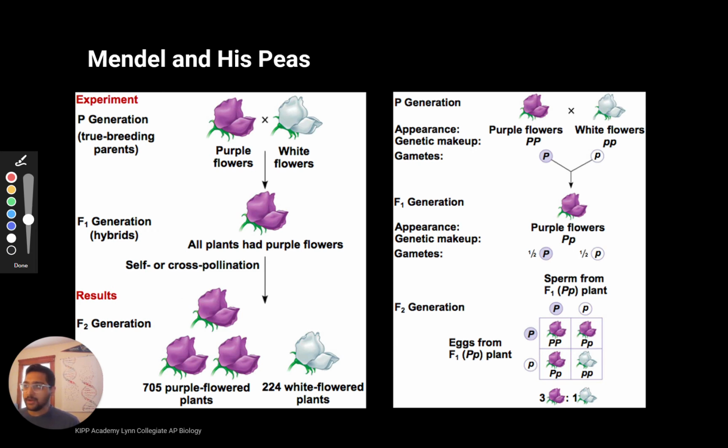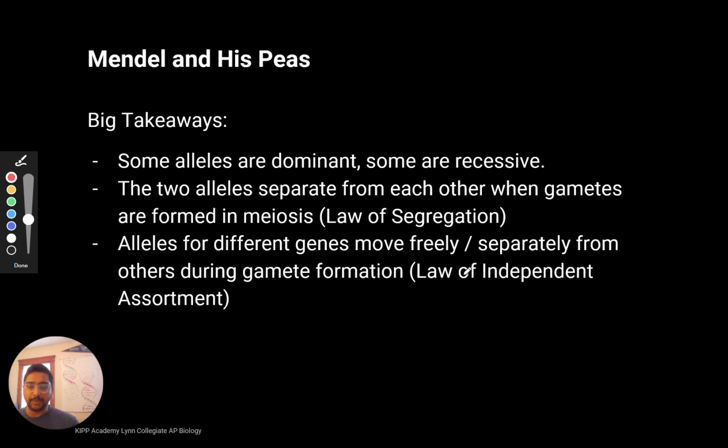And so the big takeaways from Mendel's pea plant experiments are as follows. One, some alleles are dominant and some are recessive, which means some of them are masked. That's what it means to be a recessive trait. A key misconception that people often have is that the recessive appears less often. That is not the case. Recessive just means it gets masked. You might have all recessive traits in your population. That's totally fine. However, there are some traits that are dominant, some that are recessive. The two alleles separate from each other when the gametes are formed during meiosis.